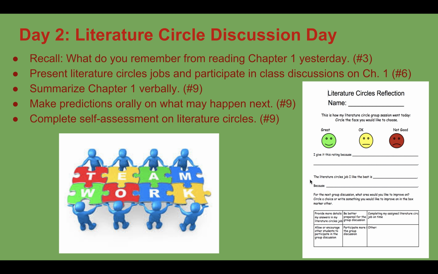Then they will have to share which literature circle job they tried and liked best and why. Then for their next group discussion, what would they like to improve on? They're going to either circle one of the choices provided or write what they would like to improve on in the other box.